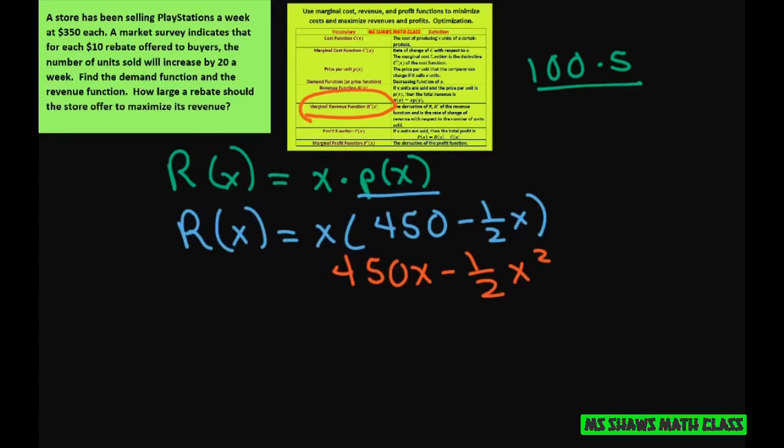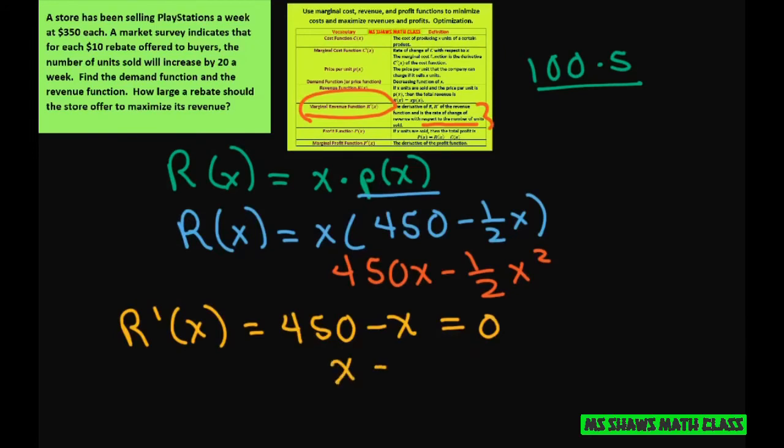All right, so now we're going to do our marginal revenue function. That is the rate of change of revenue with respect to the number of units sold. So when you take your R prime of X, you're going to get 450 minus X. Set that to 0, and you get X equals 450. So this value of X gives the absolute maximum, by the first derivative test. Or you could also look at the graph and see that the parabola opens downward.